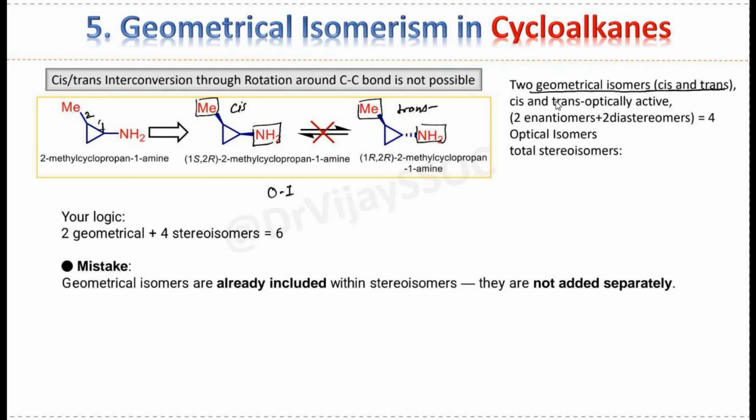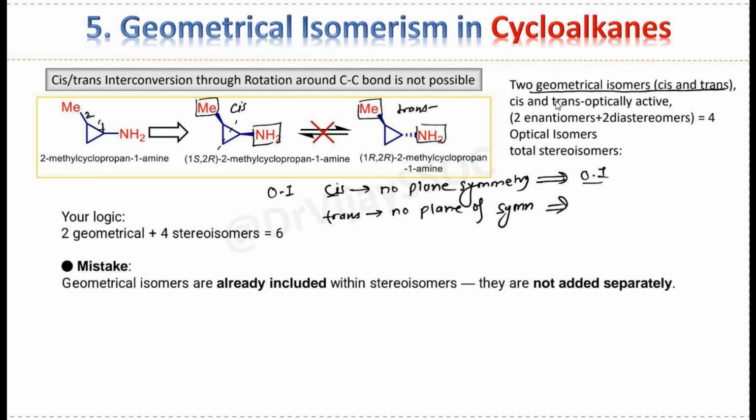If you look at this cis, can you divide it into 2 halves? No. So cis doesn't have a plane of symmetry. Therefore it will show optical isomerism. So cis is going to show optical isomerism, and similarly trans doesn't have any plane of symmetry, therefore it is also going to show optical isomerism.